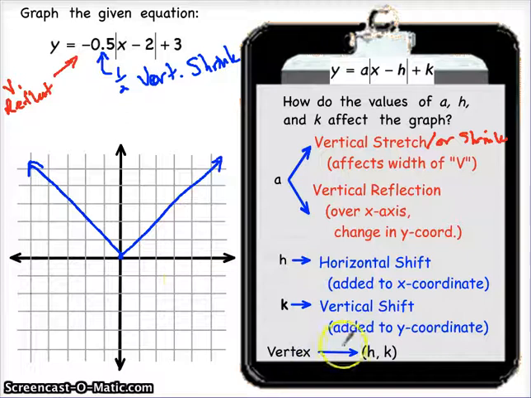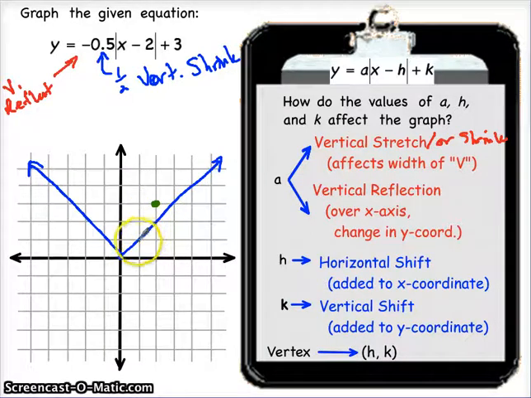Or the vertex, essentially, of our V-shape is going to be created by h and k. H being an x minus h, and k being whatever is added on the outside. So what I can do is go up here then and say, well, plus 3 means I'm going to move up 3 from where my original was. Minus 2 is going to move me to the right 2 units. And there's where my new vertex will be.